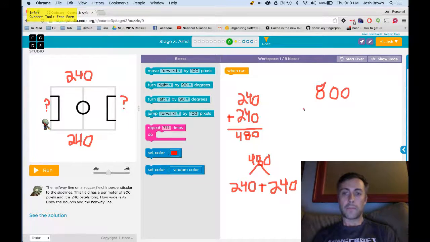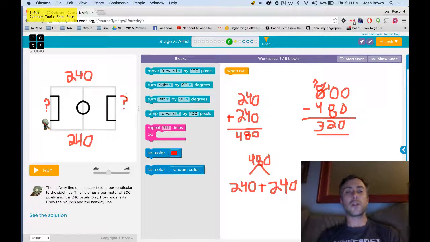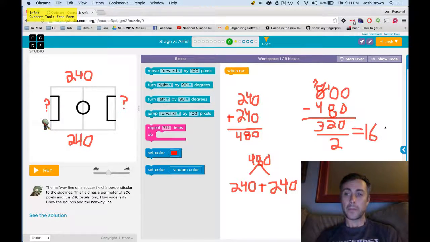If we were to do subtraction here, 800 minus 480, what would we get, right? 0, 7, 1, 2, and a 3. All right, so we get 320. So we know that these two sides combined are 320. If we were to divide 320 in half, the answer to that is 160, okay?